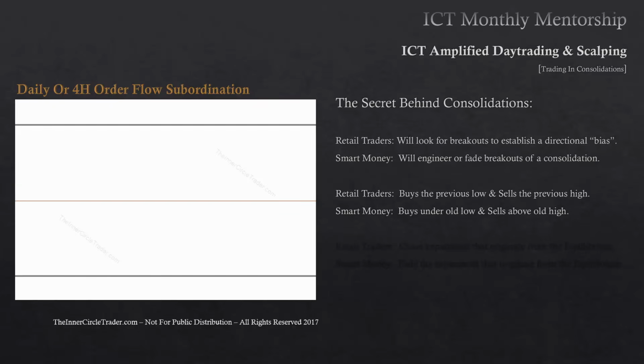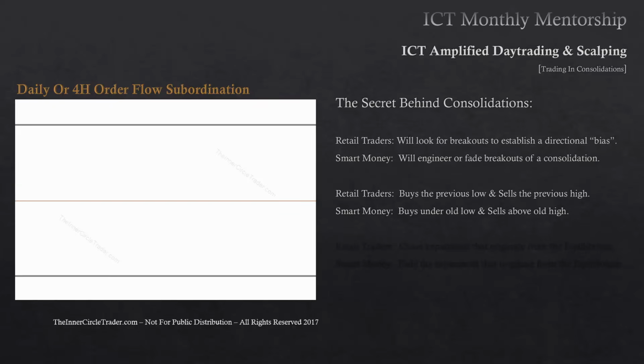When we look at the daily and or 4-hour order flow, the subordination to that in terms of price action, when consolidations occur, whatever the direction of daily or 4-hour is, that's going to be the direction of the move outside of the consolidation most often. So if price moves above the consolidation, takes out an old high, and daily and or 4-hour is bearish, that's usually going to be the best scenario for trading in the consolidation.